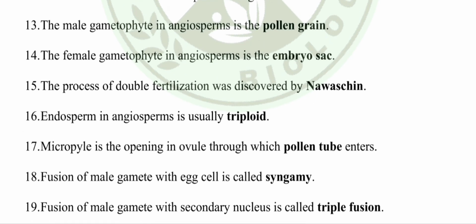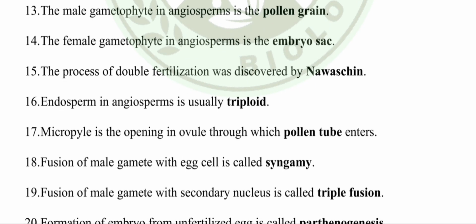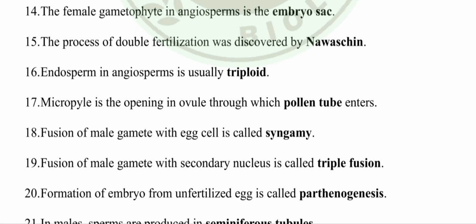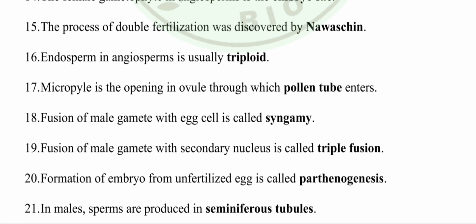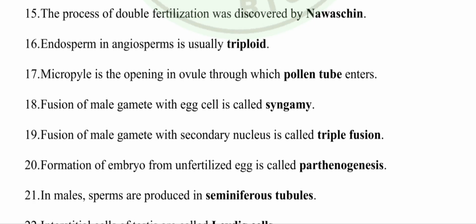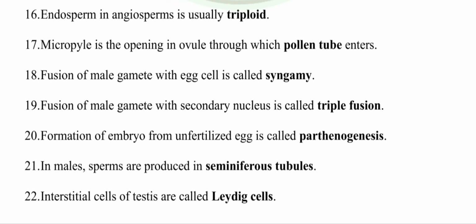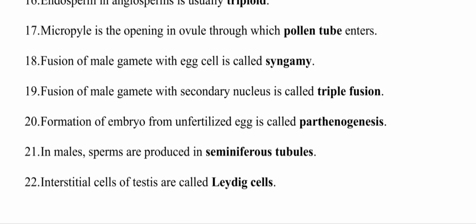14. The female gametophyte in angiosperms is the embryo sac. 15. The process of double fertilization was discovered by Nawaschin. 16. Endosperm in angiosperms is usually triploid. 17. Micropyle is the opening in ovule through which pollen tube enters.